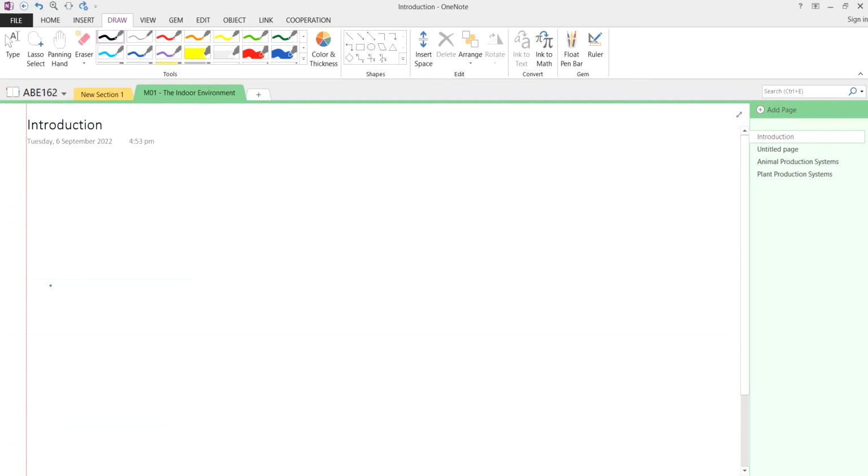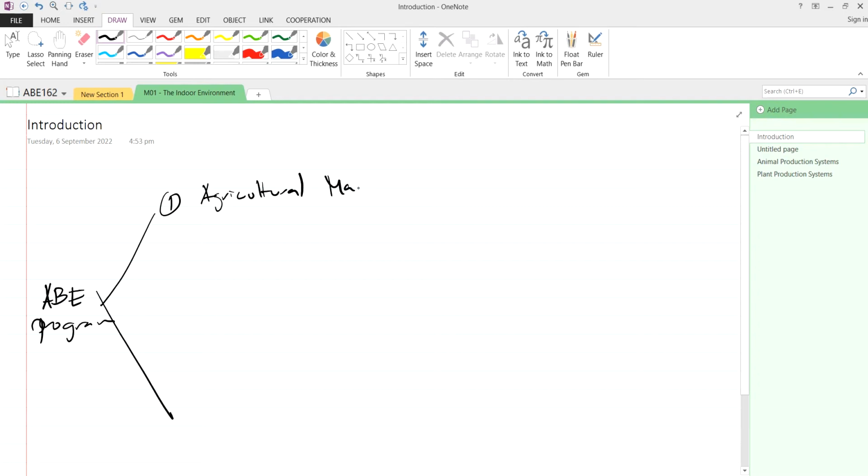In our ABE program, we have four specializations. We have a specialization about agricultural machinery, mechanization, or the subjects about machine design. The other one is agricultural process engineering, so subjects like storage, milling, drying are all in this specialization.